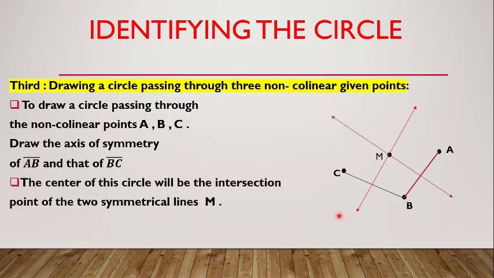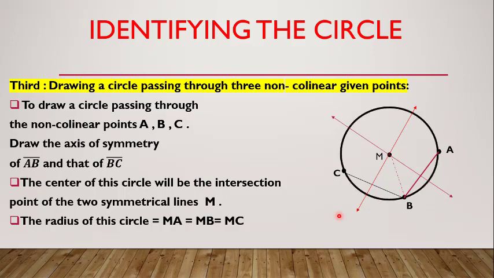Now I want to draw a circle. I'll open my compass as the distance between MA or MB or MC. For example, here I'll choose the distance between M and B, and it's equal to MA and MC. Then I'll draw the circle. Now this is the unique circle that passes through the 3 points A, B, and C.